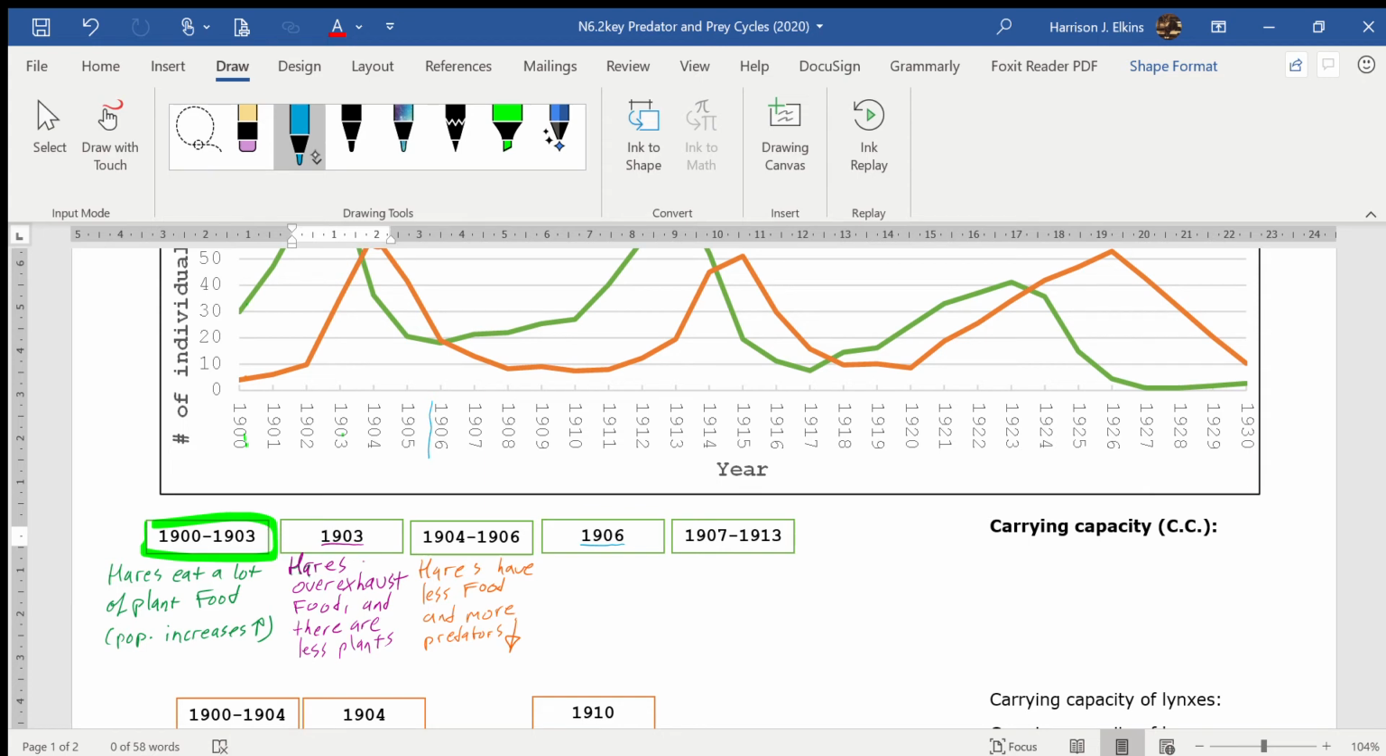What starts to happen to this hare population? Remember, we're in the green. Well, we start seeing it have a comeback. Why is it going to have a comeback? Well, plants, as they do, grow back.